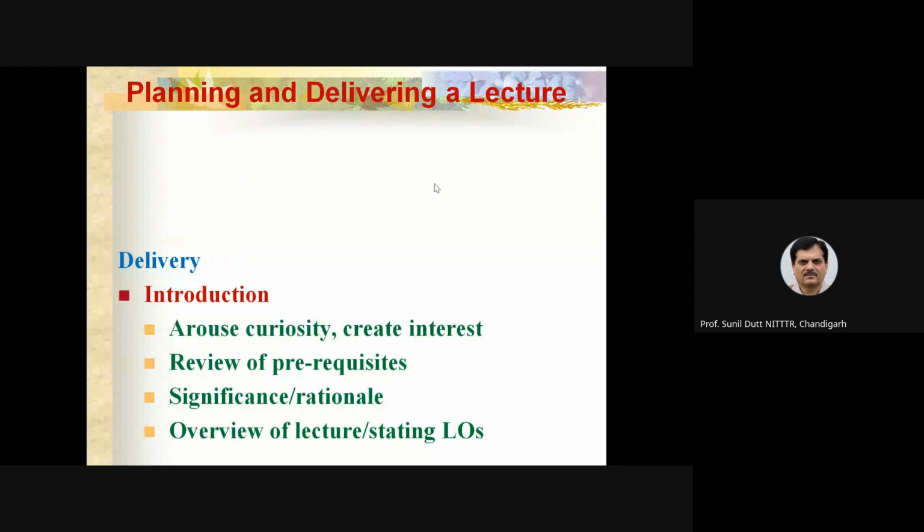You can review the prerequisites. You can explain the rationale or the significance of the topic, why this topic is important or interesting. Then give them an overview of the lecture, that is, write down the learning outcomes on the left hand side of the chalkboard, or you can have the learning outcomes on the first slide of your PowerPoint presentation.